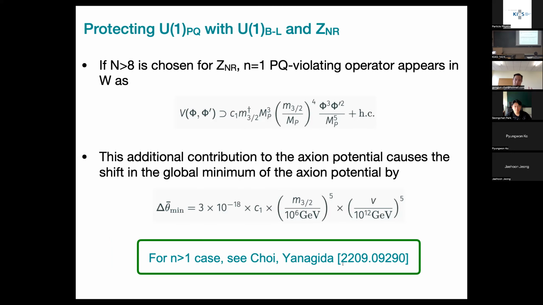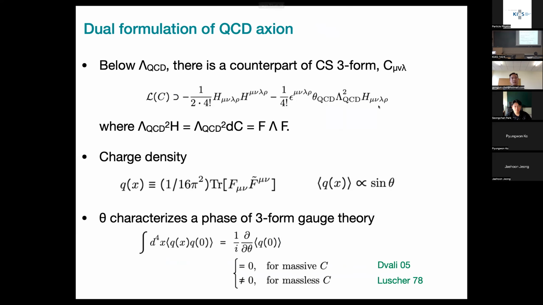And is there any more question so far? If you have a question, you can ask further at the end of the talk, okay? If there's none at the moment, I will move on to the second perspective on the axion quality problem. Okay.